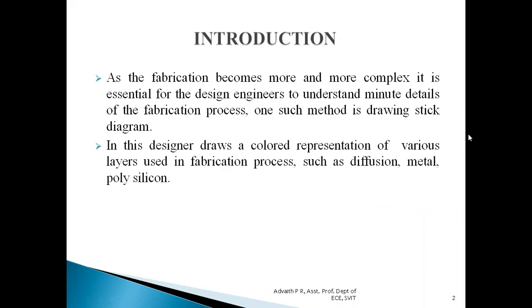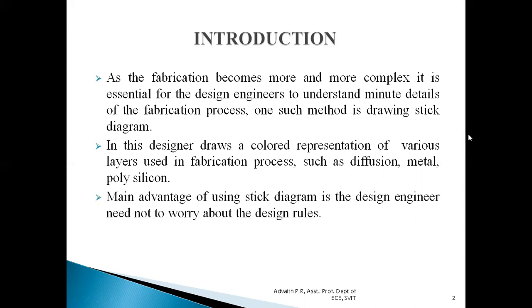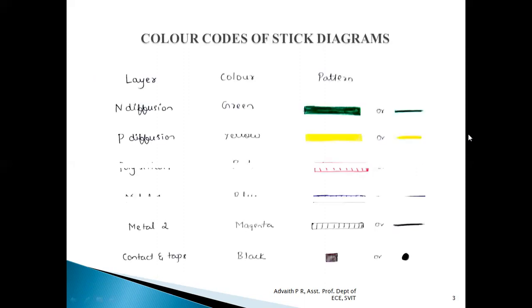In this, a design engineer draws a colored representation of various layers which are used in the fabrication process, such as N-type diffusion, P-type diffusion, metal, polysilicon, etc. The main advantage of using a stick diagram is that the design engineer need not worry about the design rules. There are certain color codes which are used in stick diagrams, which are shown in this particular diagram.